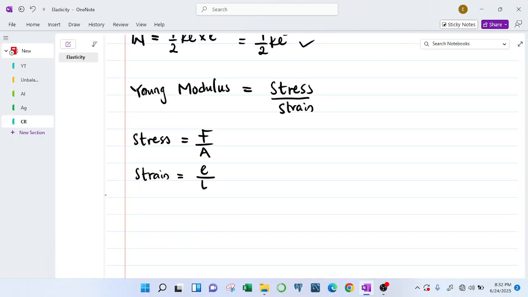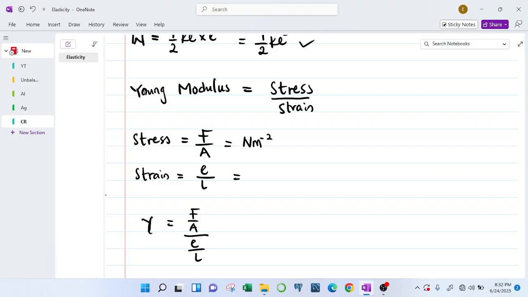So therefore, your Young modulus represents as not really Y, but I guess you can use Y. Stress over strain, that is F over A, that is stress, divided by E over L. Now, if you observe this one, following dimensional analysis, force is Newton, area is meter square. So the unit is Newton per meter square, just like pressure.